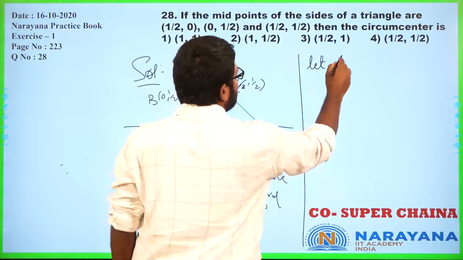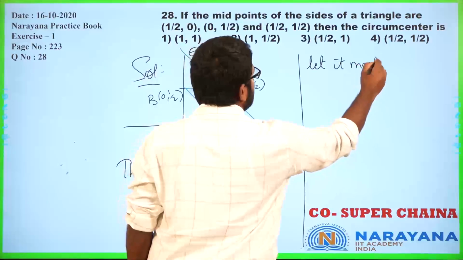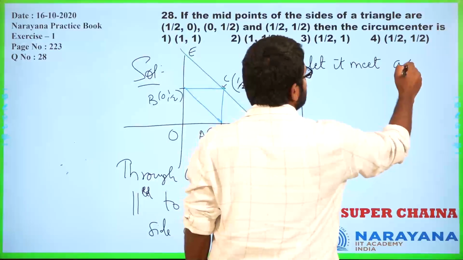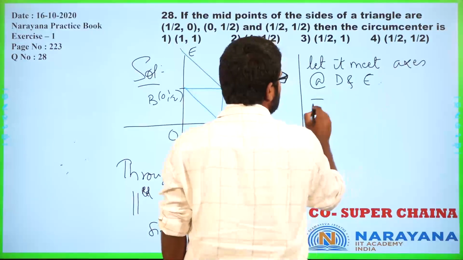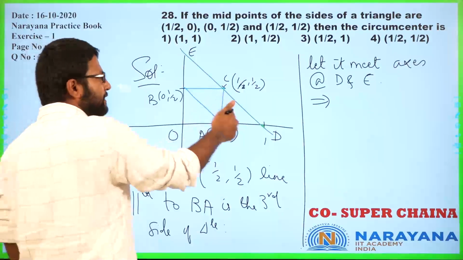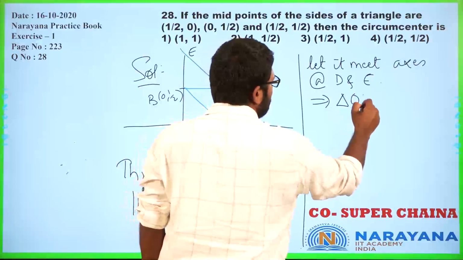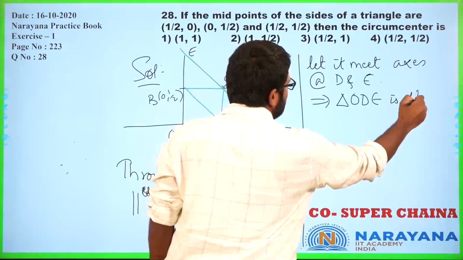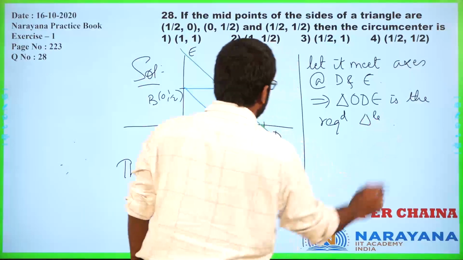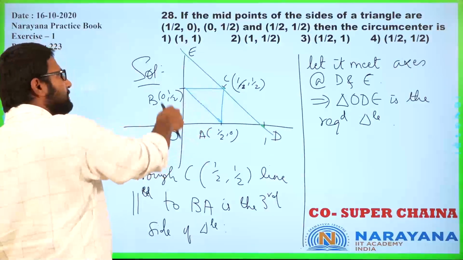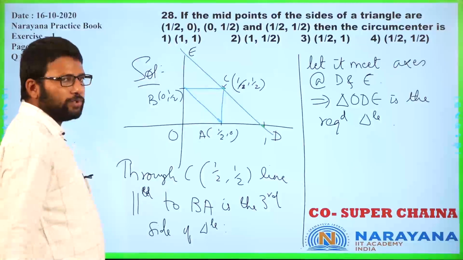Let it meet the axis at D and E, right? Which means by extension, triangle ODE is the required triangle. Simply because if these three are midpoints, then you can figure out the original triangle also.